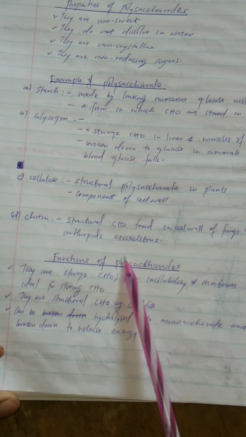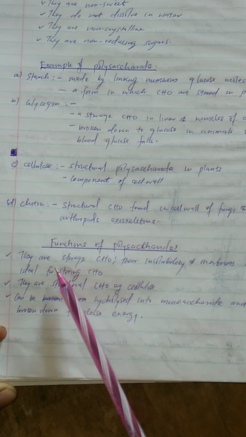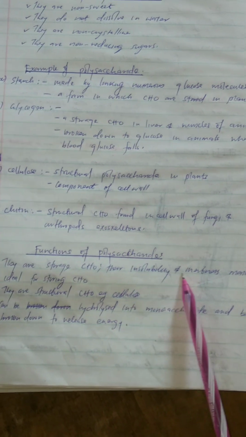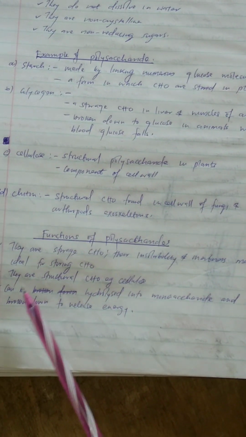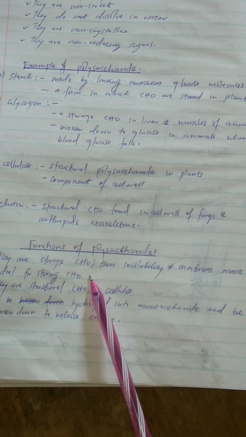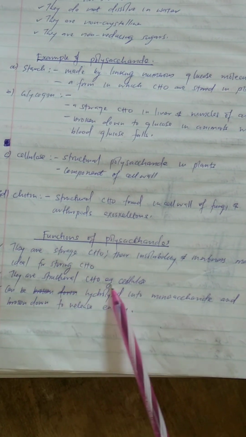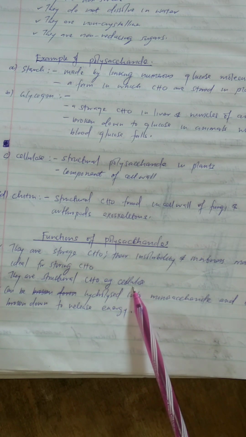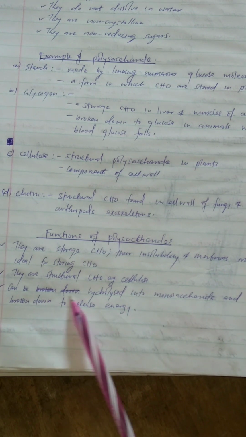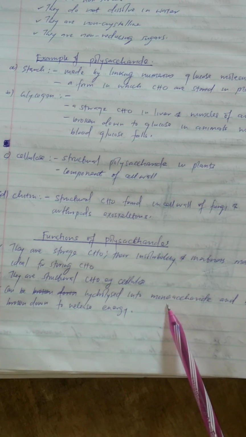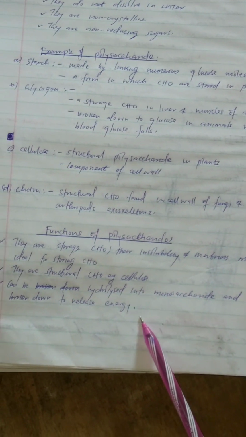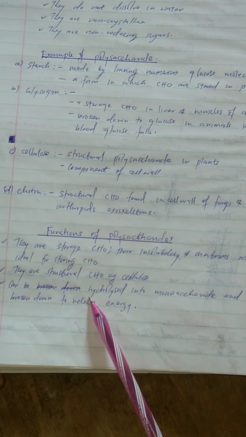Then what are the functions of polysaccharides? One is that they are storage carbohydrates, and their insolubility and inertness make them ideal for storing carbohydrates. And lastly, they are structural carbohydrates, for example cellulose, and they can be hydrolyzed into monosaccharides and broken down to release energy.